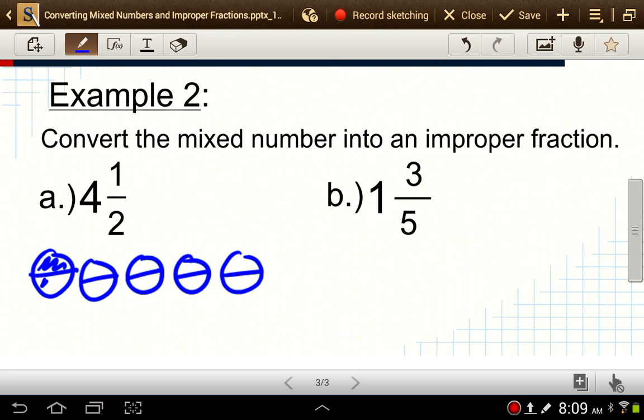I have 4 full amounts. So there's 1. There's 2 full amounts. There's 3 full amounts. There's 4 full amounts. And then I'm going to do half of the other one. So I have 1, 2, 3, 4 full amounts, and then half of this one. That's where my 4 1/2 is coming from.